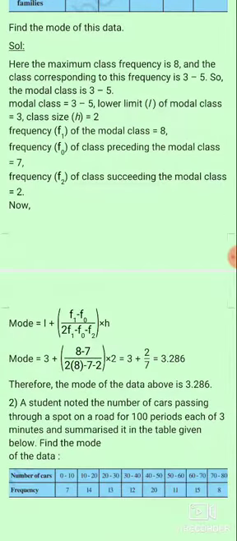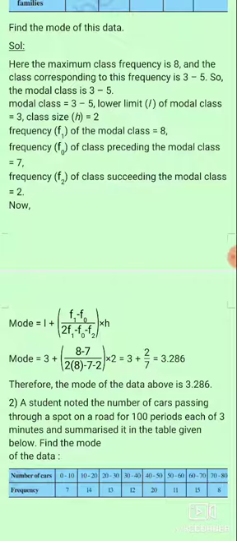Now, the next question. A student noted the number of cars passing through a spot on a road for 100 periods, each of 3 minutes, and summarized it in the table given below. Find the mode of the data. So listen carefully, the table is given. What is the first step? You need to select a modal class. How do we select the modal class? The maximum frequency class. Which one is it here? 20. The maximum frequency is 20, so the modal class is 40 to 50.